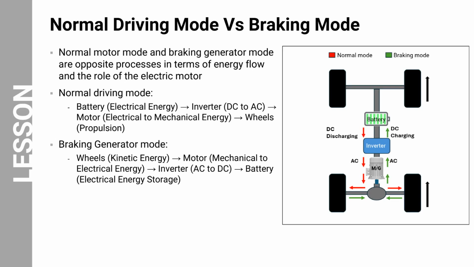the vehicle forward. On the other hand, during braking or regenerative mode, the energy flow is reversed. The kinetic energy from the wheels is transferred back to the motor, causing it to act as a generator. The motor converts the mechanical energy into electrical energy, which is then processed by the inverter, converting AC back into DC. Finally, this electrical energy is stored in the battery for future use. This illustration highlights the versatility of the electric motor and the efficiency of regenerative braking in electric vehicles.